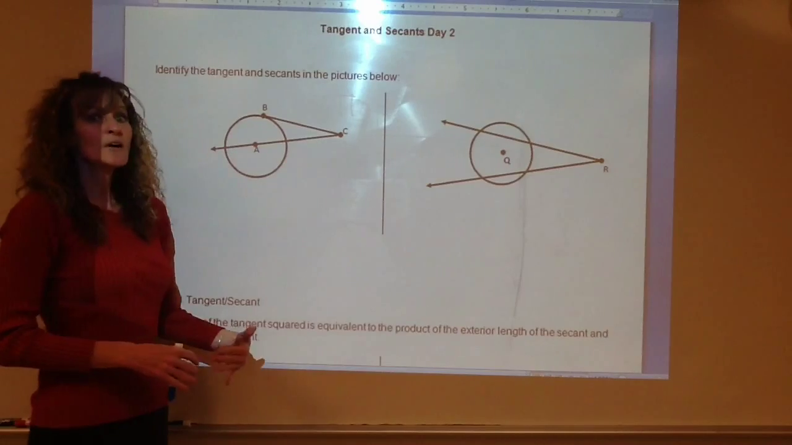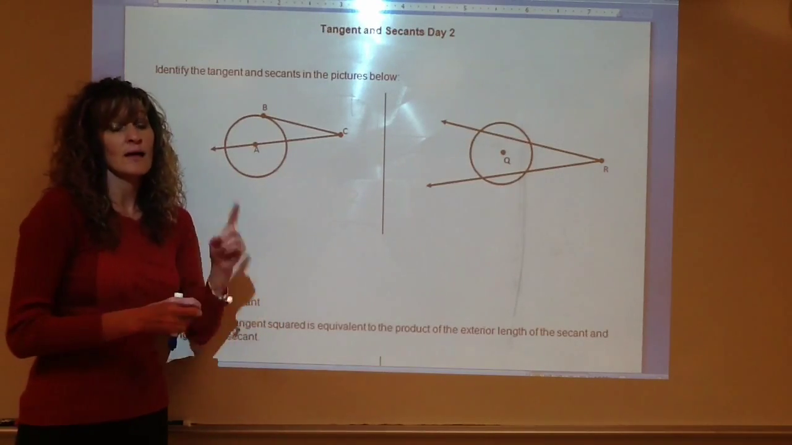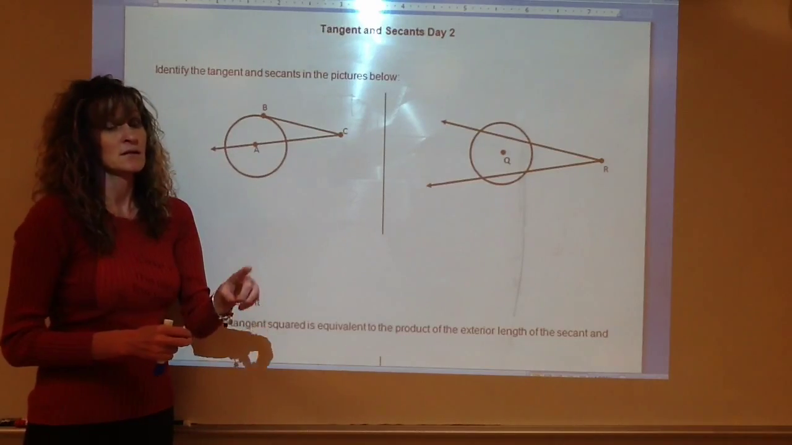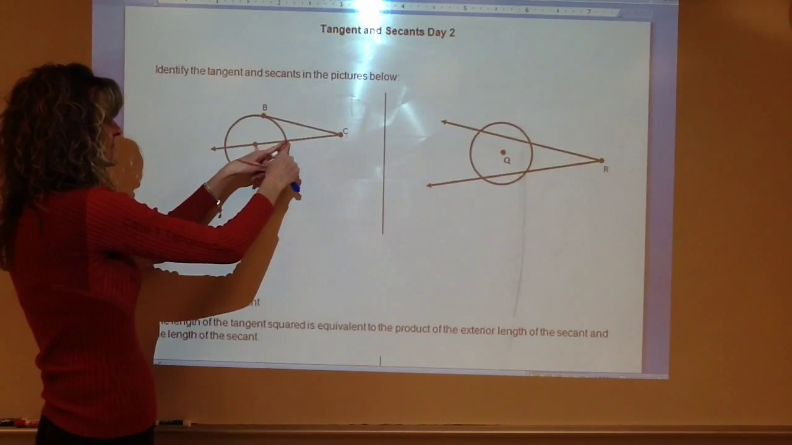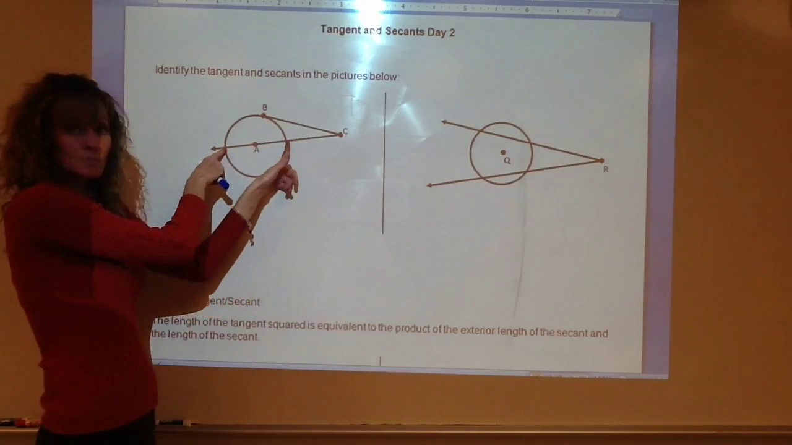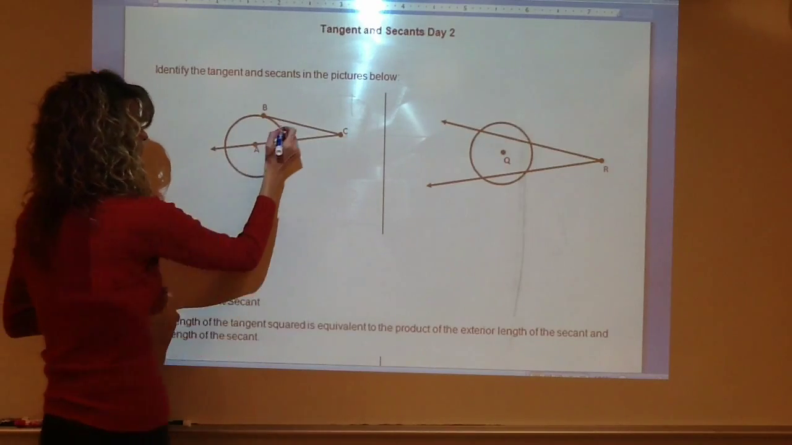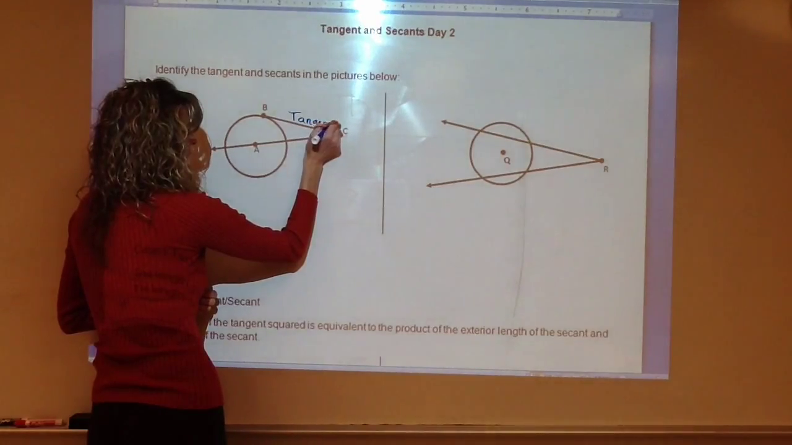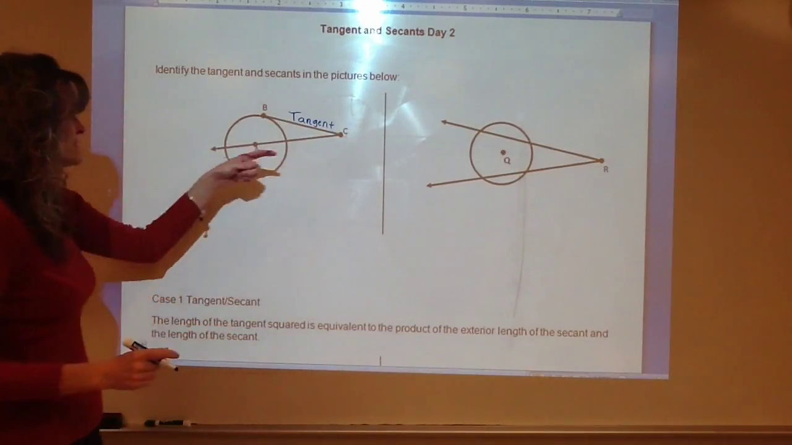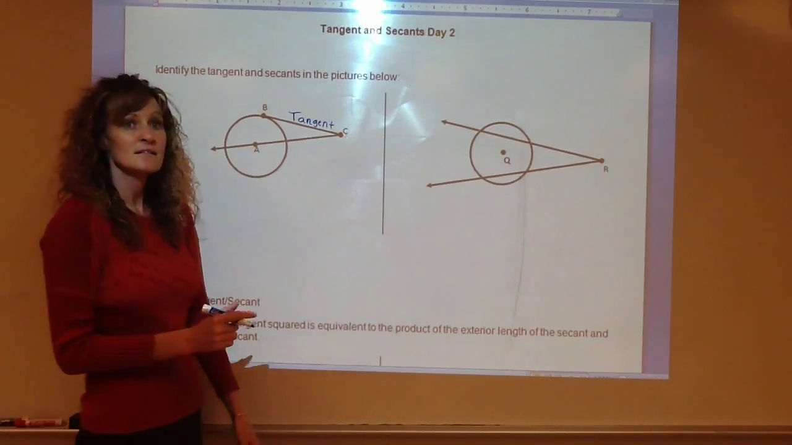Well, recall that a tangent only touches a circle at one point. So it's not going to cut through the circle, because if a line goes through the circle, it hits it in two places. So BC is my tangent. And AC or CA is my secant.